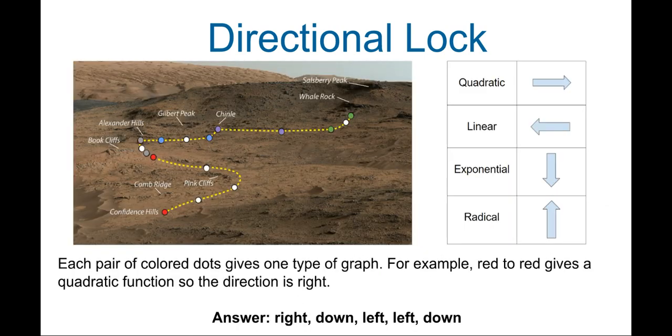Each pair of colored dots gives one type of graph. The red dots make a quadratic function graph, giving the direction right. Gray dots make an exponential graph, which is down. Blue dots and purple dots are linear graphs, so 2 lefts. Green dots make an exponential graph, which is down. Together, the answer is right, down, left, left, down.